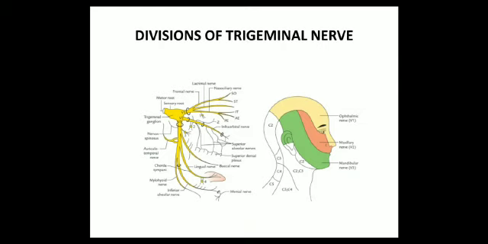So, here we can observe the three divisions of the trigeminal nerve. V1 represents the ophthalmic nerve, which gives sensory fibers to the structures derived from the frontonasal processes. V2 represents the maxillary nerve that supplies the afferent fibers from the structures derived from the maxillary process, and V3 represents the mandibular nerve that carries the sensory fibers derived from the mandibular processes. Here it is represented by different colors to show the area of distribution of these nerves.